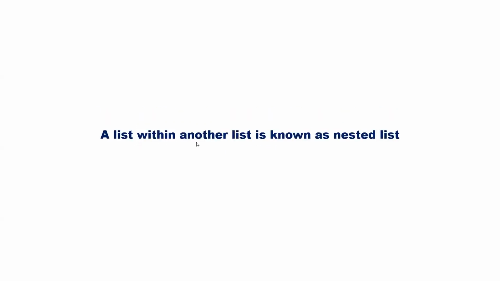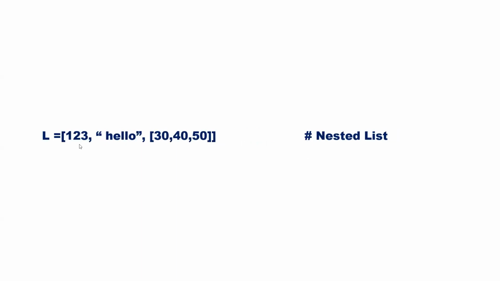A list with 0 element is known as an empty list. An empty list can be created with empty brackets. For example, L is created as an empty list. A list within another list is known as a nested list. In this example, the third element is another list. This is a nested list.